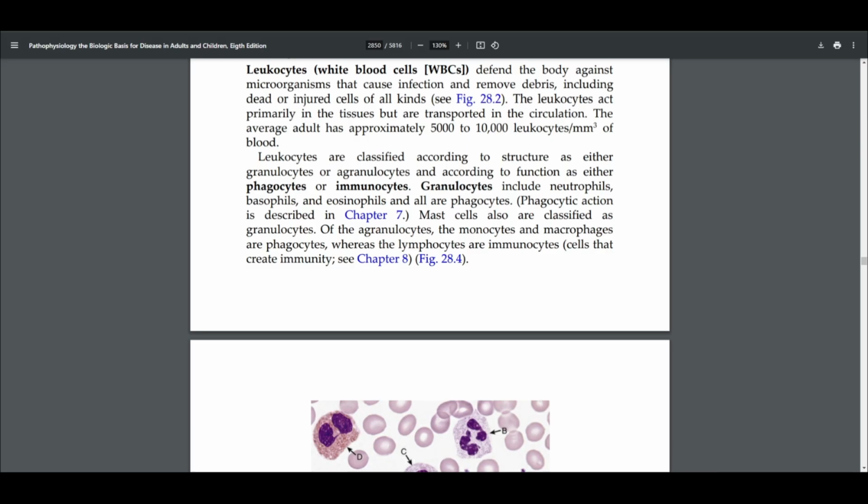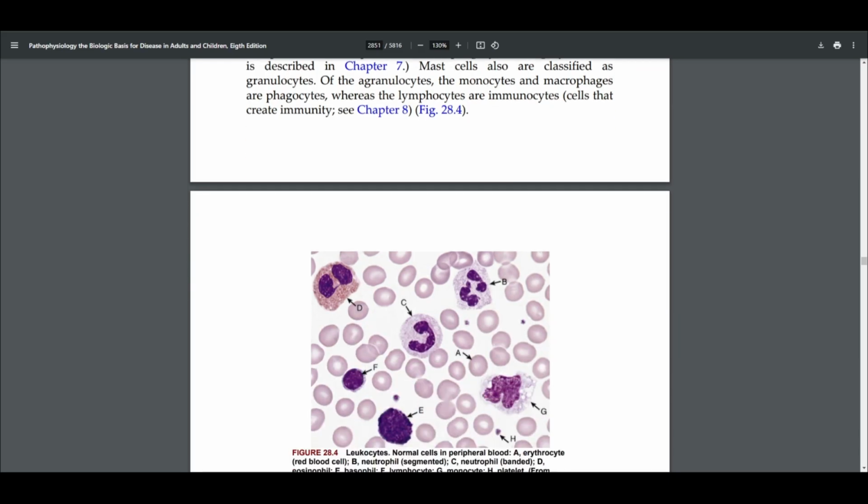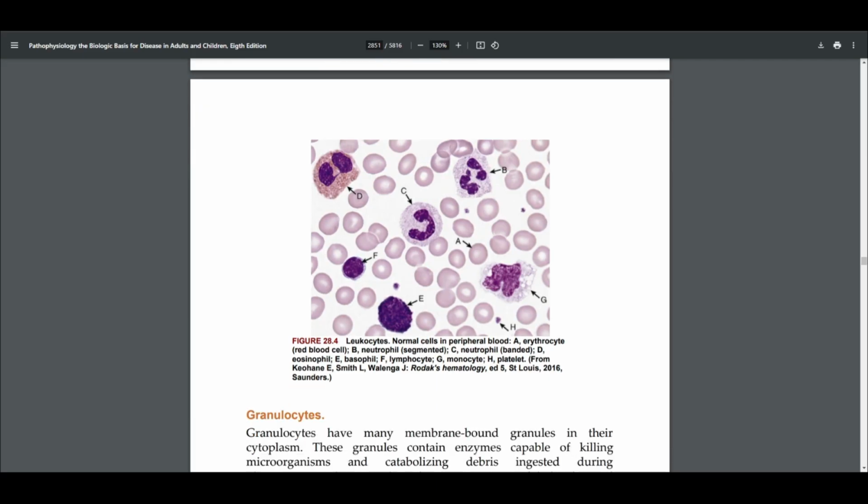Leukocytes are classified according to structure as either granulocytes or agranulocytes, and according to function as either phagocytes or immunocytes. Granulocytes are neutrophils, basophils, and eosinophils, and are all phagocytes. Mast cells are also classified as granulocytes. Of the agranulocytes, the monocytes and macrophages are phagocytes, whereas lymphocytes are immunocytes, all of which were discussed in chapters 7 and 8. So here we're taking a look at a leukocyte.